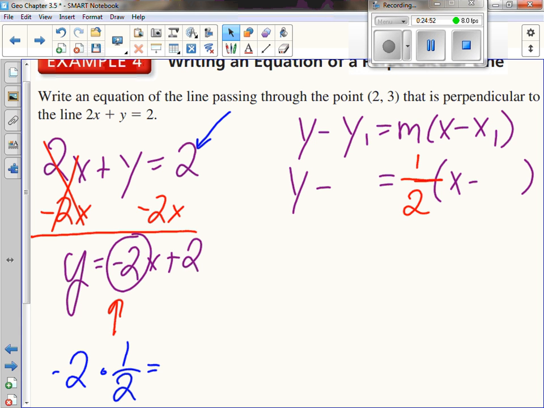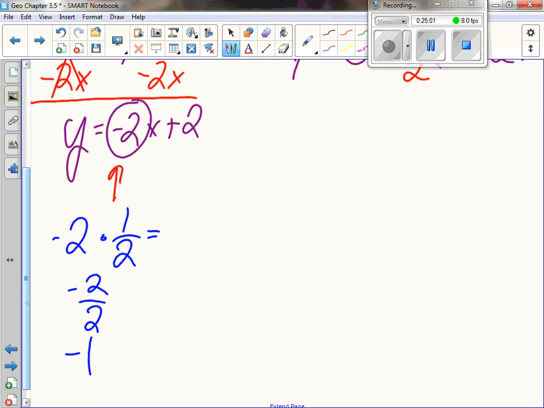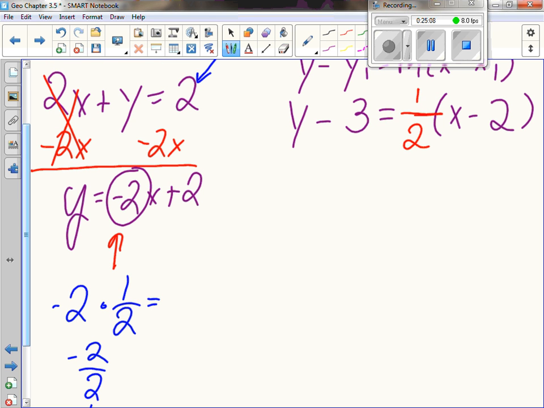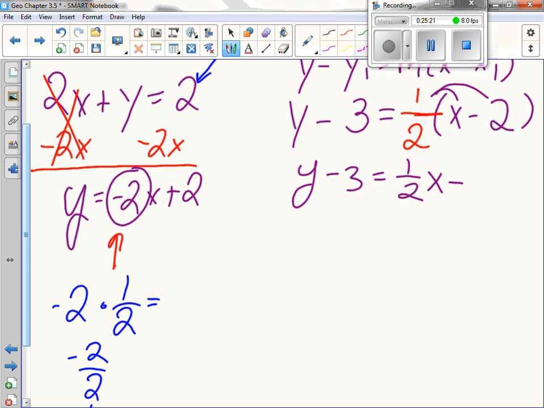Now our point is 2, 3. So what value do I plug in on this side? 3. 3 is our y, and 2 is our x. Now we just need to solve. We need to get the value of y by itself. Well, the first thing we can do is distribute, because 1/2 times x is going to give us just 1/2 x. 1/2 times negative 2 would be negative, what? 1.